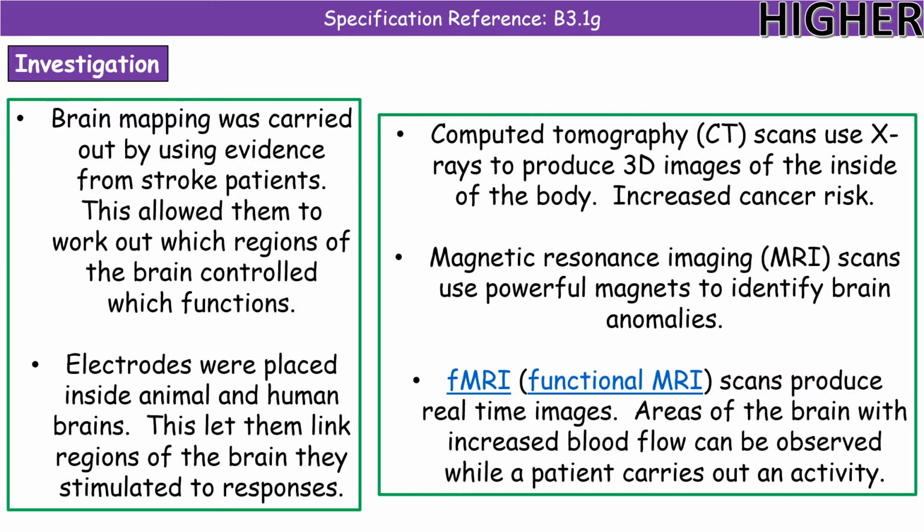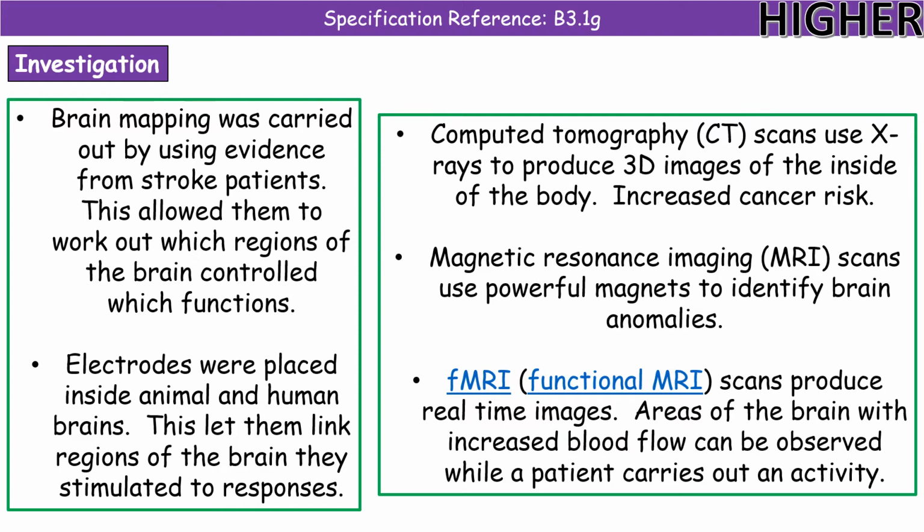Well, we can go back and start off with just using stroke patients. And people who've had a stroke, that's where the blood supply to the brain has been interrupted. Now, as a result of that, there's been damage to certain regions of the brain. If we then have a look to see what the impact on the stroke patient is, we can then see which regions lead to what effects. Second option, we can use some electrodes inside animal and human brains. It's about as delightful as it sounds. And we pass these small electrical impulses into regions of the brain, stimulate them, and we will then see what happens at that point.